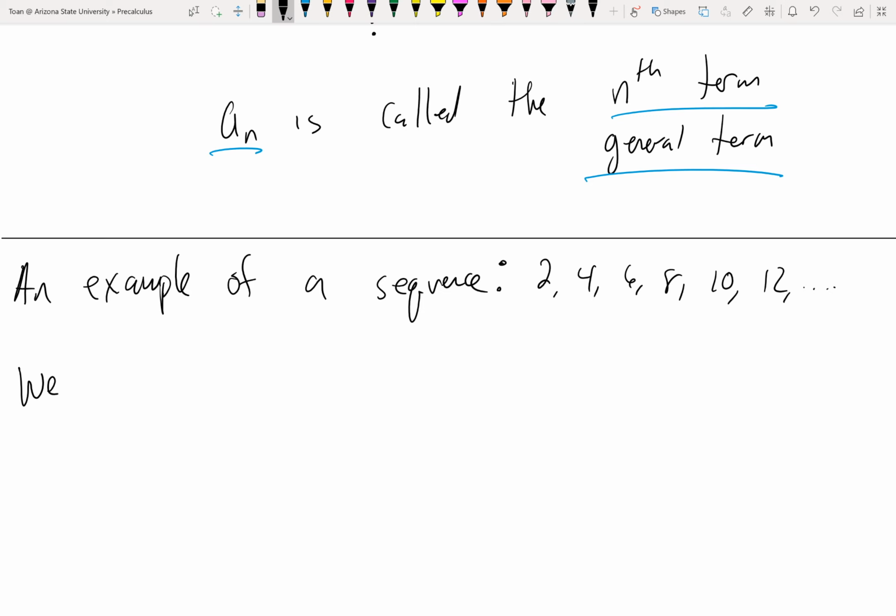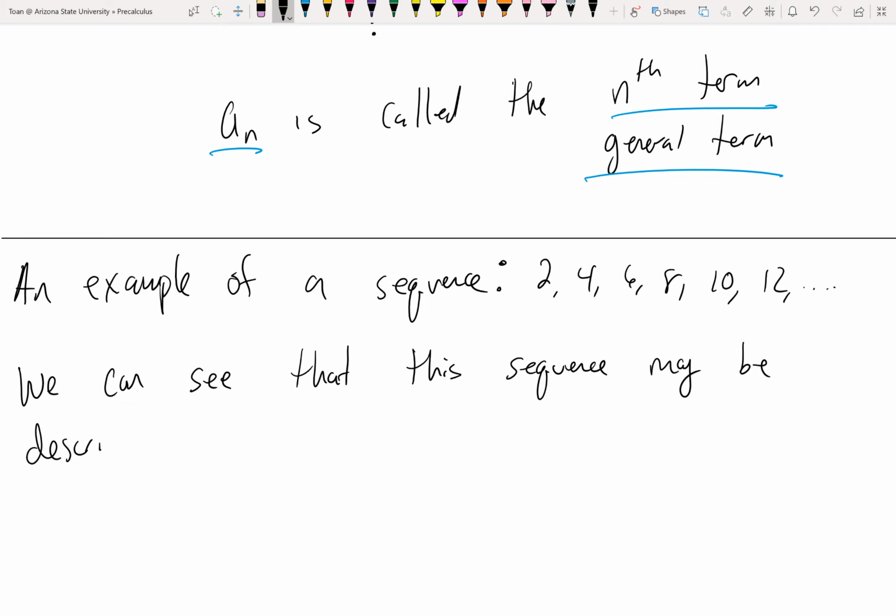So hopefully we can see that this sequence may be described by a sub n equals 2n. How so? Well, let's go back up to the actual list. I hope everyone can agree that 2 is the first number, 4 is the second number, 6 is the third number, 8 is the fourth term, 10 is the fifth term, 12 is the sixth term, so on and so forth.